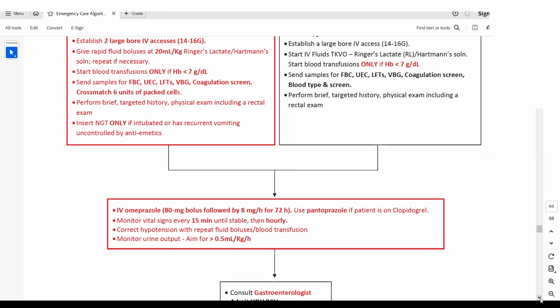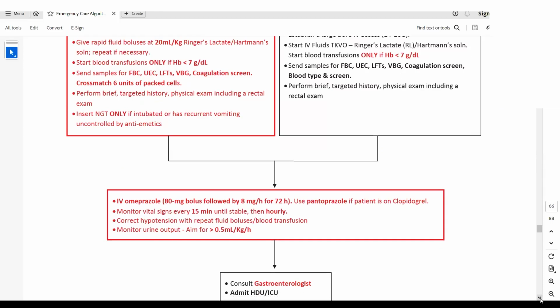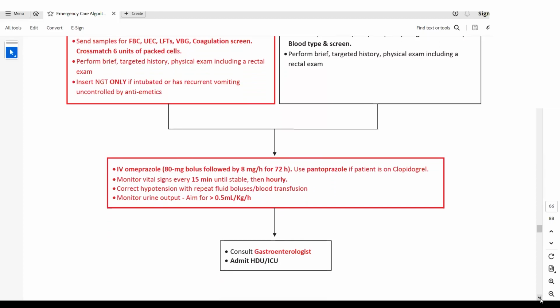Monitor your vital signs every 15 minutes, correct your hypotension, and then monitor your urine output with an aim of 0.5 mils per kg per hour, which is usually the standard. Most veterinarians say 0.5 to 1 mil per kg per hour. And then consult your gastro team, and then admit your patient to your HDU or to your ICU. That is a basic protocol that we use in the emergency department.